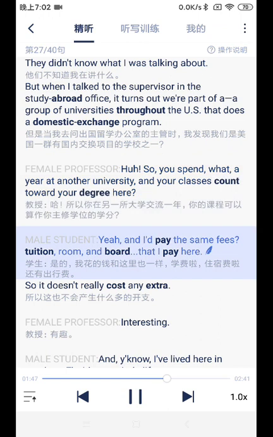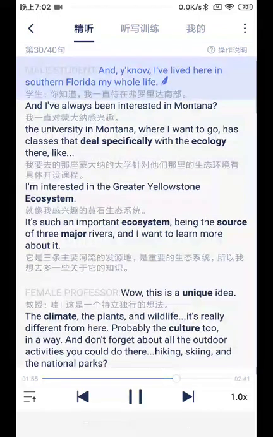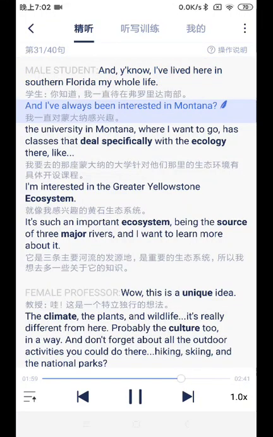Yeah, and I'd pay the same fees, tuition, room, and board, that I pay here, so it doesn't really cost any extra. Interesting. And you know, I've lived here in southern Florida my whole life, and I've always been interested in Montana. The university in Montana, where I want to go, has classes that deal specifically with the ecology there. Like, I'm interested in the greater Yellowstone ecosystem. It's such an important ecosystem, being the source of 3 major rivers, and I want to learn more about it.